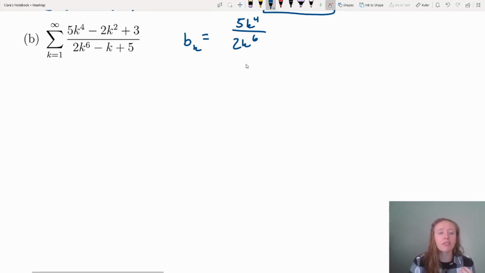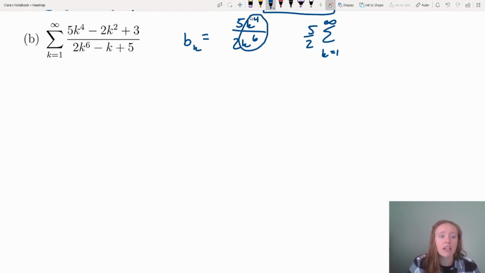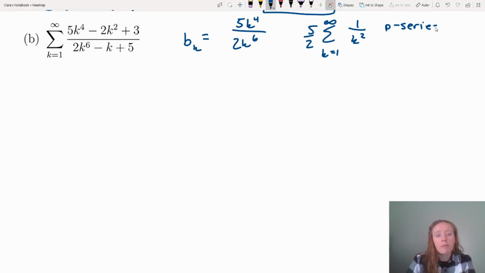So let's first figure out what b sub k does. So if I have the summation from k equals 1 to infinity of my b sub k, I'm going to rewrite this to make it easier though. So I'm going to bring that 5 halves out in front, so all I have left is k to the fourth over k to the sixth, which simplifies down to 1 over k squared. I know that this is a p-series, and my p-value is equal to 2, so because that p-value is greater than 1, we know that the summation of b sub k converges.